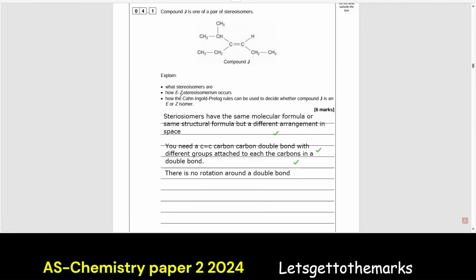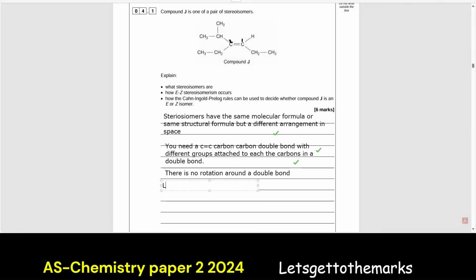Now, we're going to look at how the Cahn-Ingold-Prelog rules can be used to decide whether J is an E or Z isomer. So the first thing to do is check the first carbon. Now I can label these carbon 1 and 2. It doesn't really matter which one I label 1 and 2, but for the purposes of explanation, it's easier for me to label them, so I could do A and B or whatever.